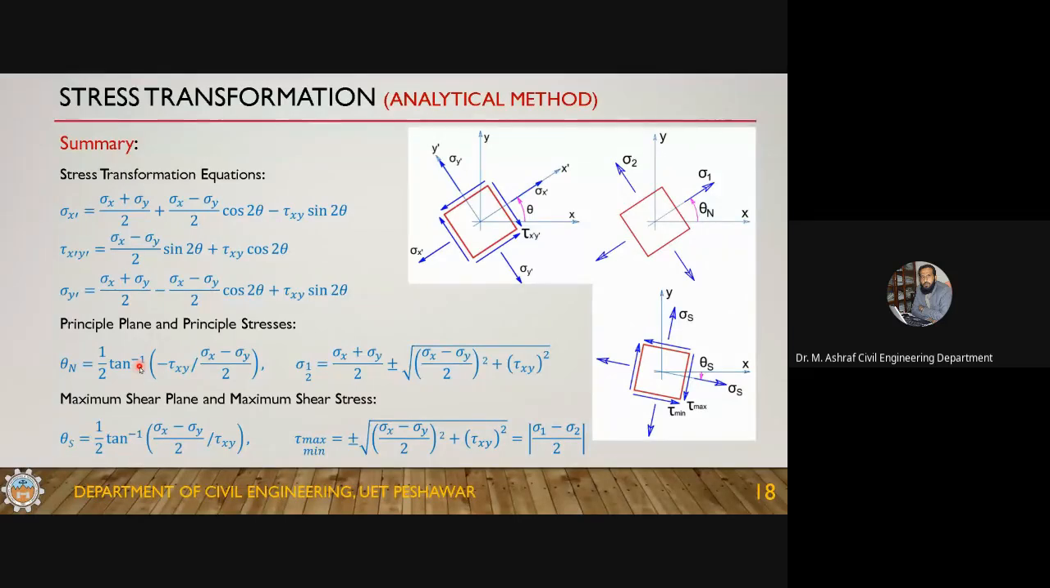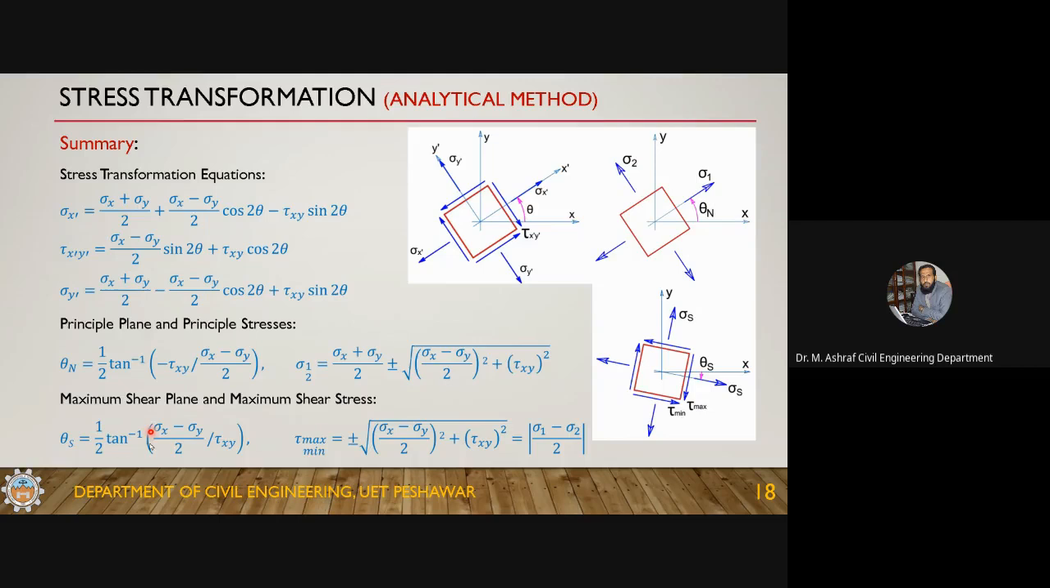the plane at which the normal stresses are maximum. There will be a certain orientation at which the stresses will be maximum. And we also came to know that the shear stresses at the principal plane are zero. So here you can see there is no shear stress at the principal plane. Sigma 1, sigma 2 are the principal stresses, and there is no shear stress.